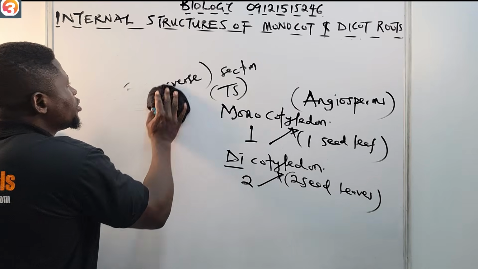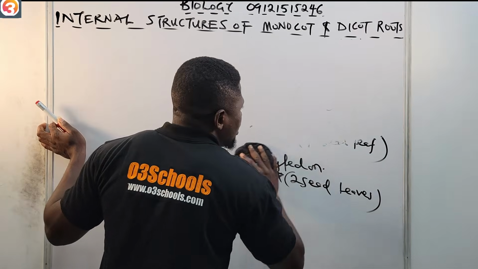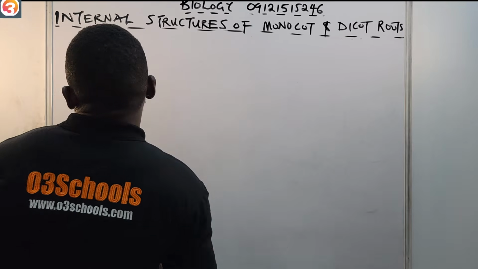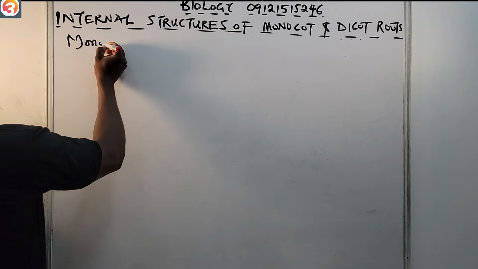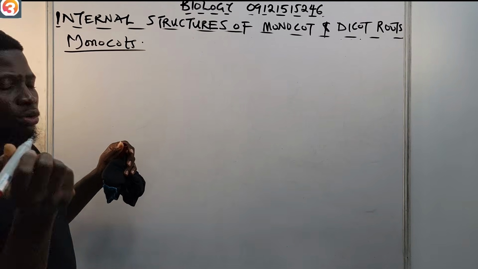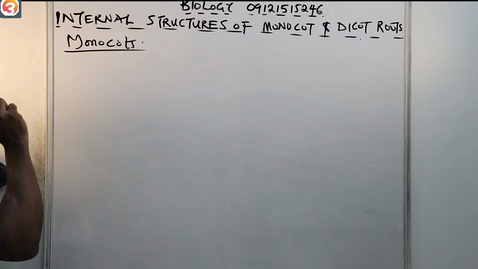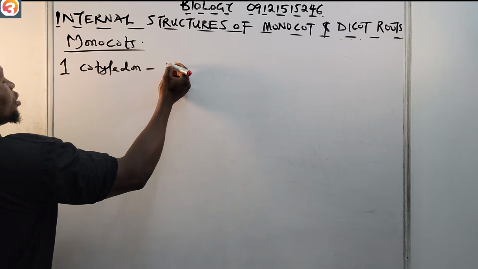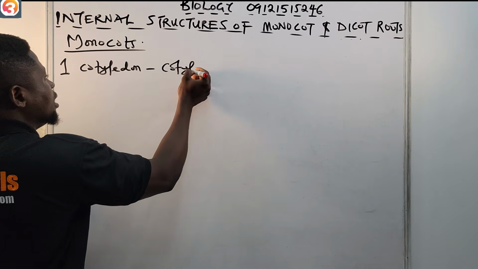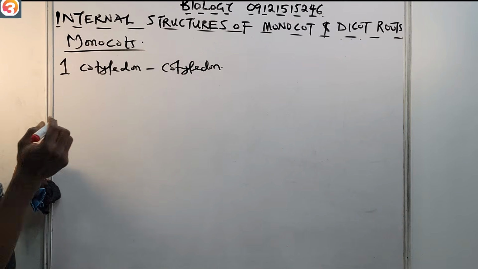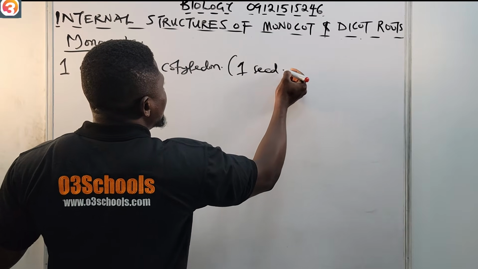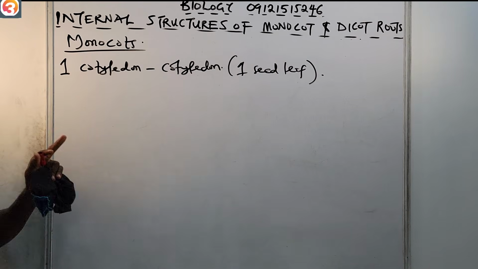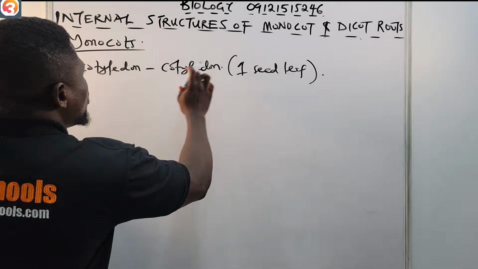So now, before we talk about this internal structure, let's quickly get ahead with monocots and dicots. First of all, let us see monocots. What do we know about monocots? Number one, monocots have one cotyledon, which also means one seed leaf. They have one single seed leaf. That is why we call them monocot: one cotyledon, or one seed leaf.